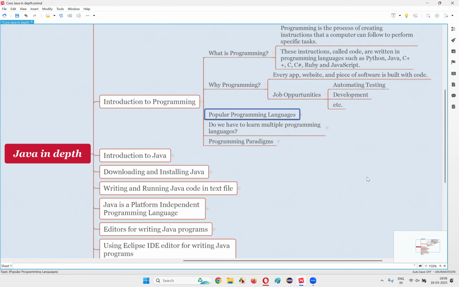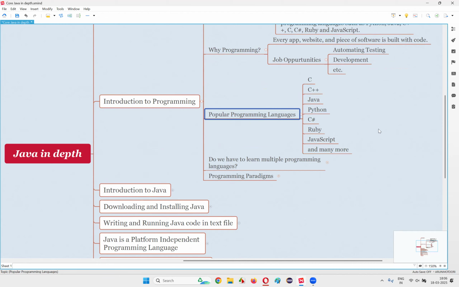So what are the different popular programming languages in the market? Now we understood what programming is and why programming. Now let's understand the popular programming languages available in the market. There are several of them. Definitely I can say that I started my journey with the C language, guys. I started with the C programming language.